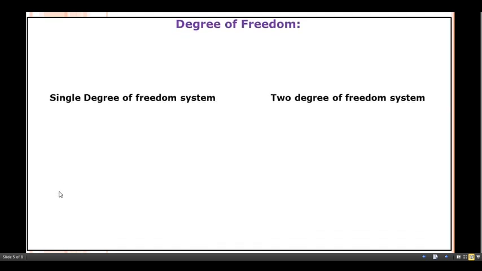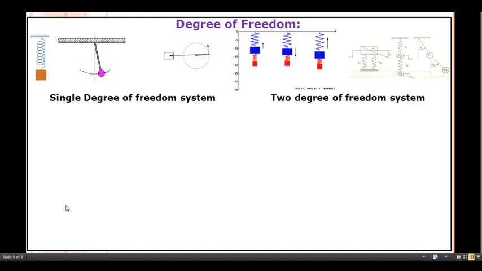Now see degree of freedom. So what about the degree of freedom? A system is said to be an n degree of freedom system if it needs n independent coordinates to specify completely the configuration of the system at any instant. Now see the different examples shown here, the different types of degrees of freedom, which we have explained with the help of some examples. Say the single degree of freedom system, then the 2 degree of freedom system.